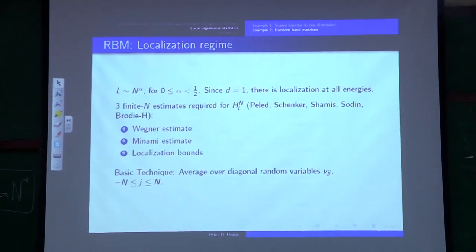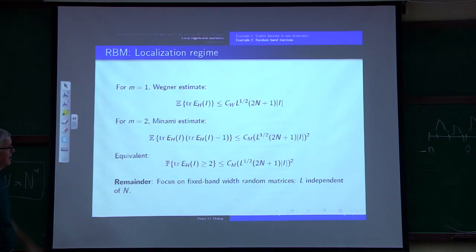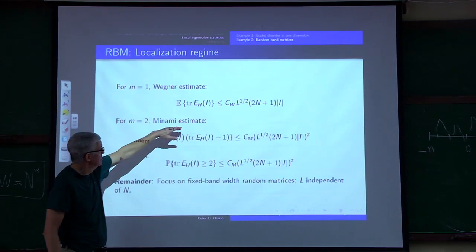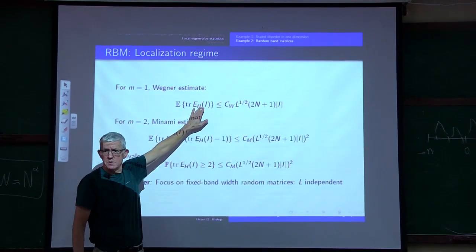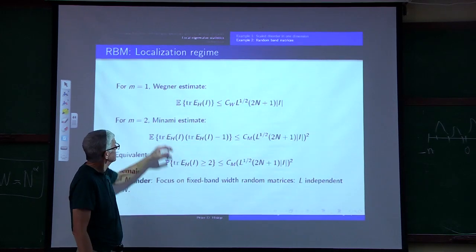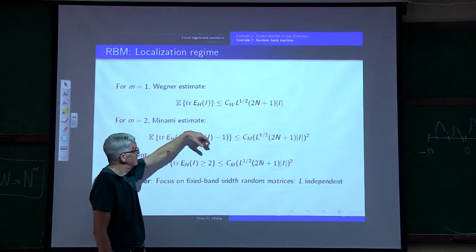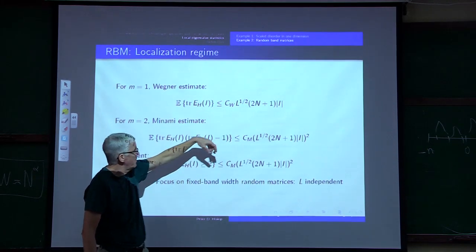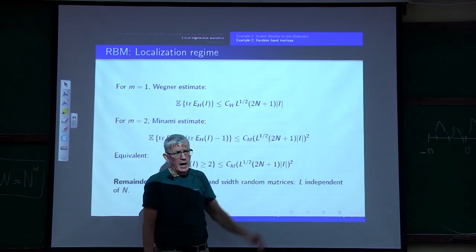We have localization results. Let me just finish by giving you some ideas. Remember earlier I introduced the spectral projectors and the trace. This is just counting up the number of eigenvalues of H in the interval I. The so-called Wigner estimate, a first correlation estimate for these eigenvalues, says that this expectation is bounded above by the size of the system and the length of the energy interval I.